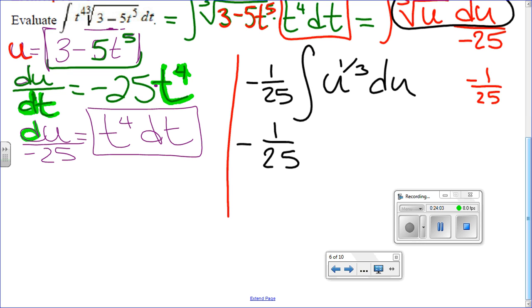So if we integrate that by following the x to the n plus 1 rule, right? We add 1 to the exponent. So what is 1/3 plus 1? 4/3. And then we divide by 4/3. It looks like a 4 over 1.